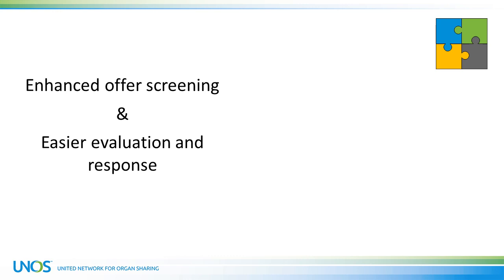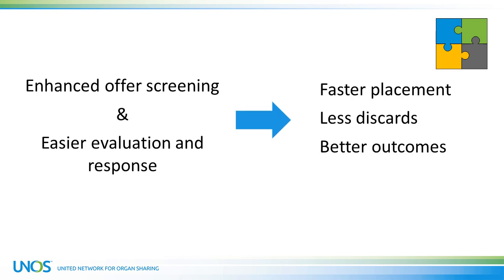And so I think when you take this idea of enhanced offer screening via offer filters, and you combine that with the idea of easier evaluation and mobile access, mobility in general, when you put those two puzzle pieces together, what you're really leading to is this idea of faster placement. You're working your way down the match more efficiently. You're responding to offers more efficiently, leading to faster placement and fewer discards and better outcomes in general.